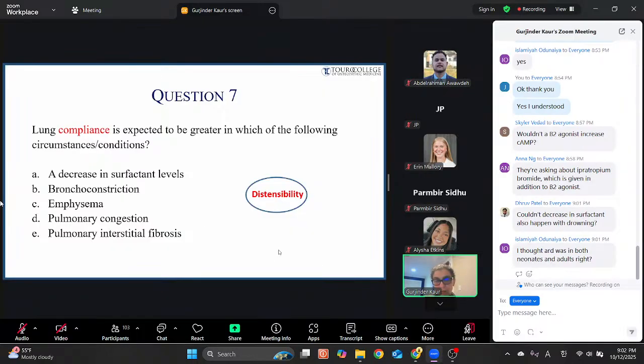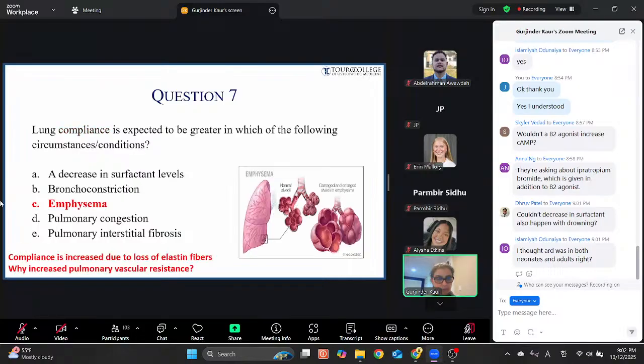All right, so yes, Dhruv and Islami, you're right. Absolutely. Just think of compliance as distensibility. I put the easy word out there, so just keep that in mind. But I still didn't get my answer. What is the other reason that compliance would be more in case of emphysema? Anyone?